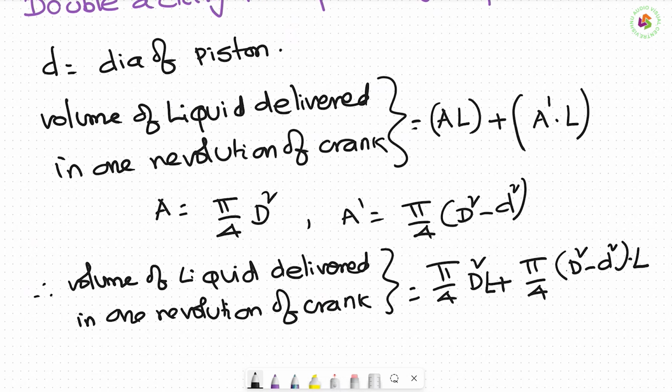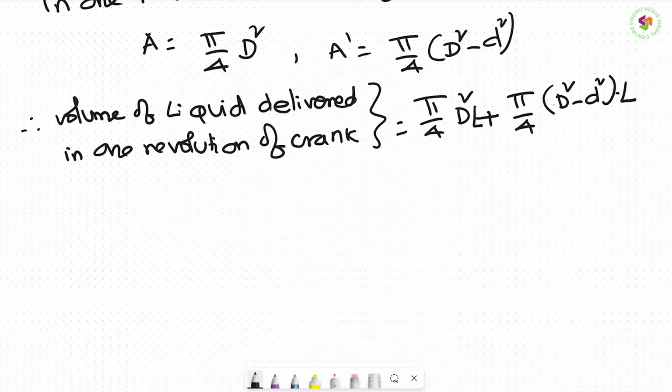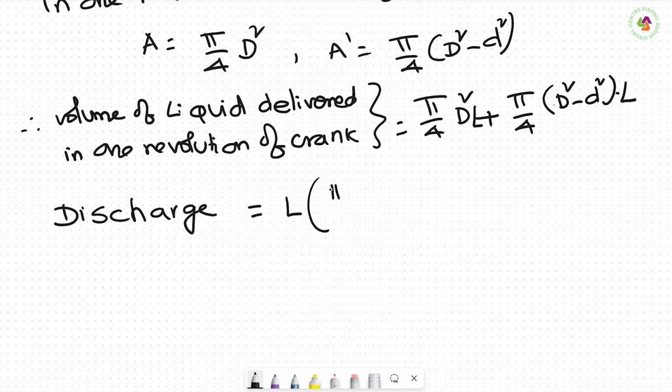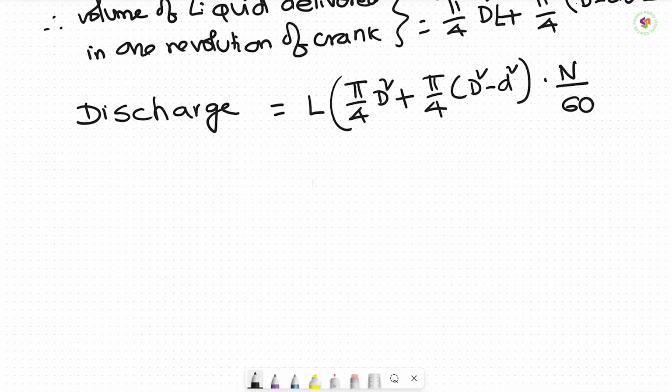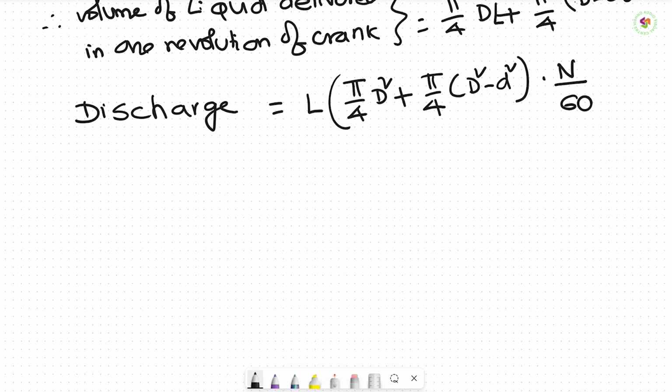Suppose now I go for the discharge. Discharge is nothing but volume flow delivered per second. When I take it per second, it is L into the areas, pi by 4 D square plus pi by 4 into D square minus d square, into n by 60. This is the next thing. So this is the discharge of the pump.